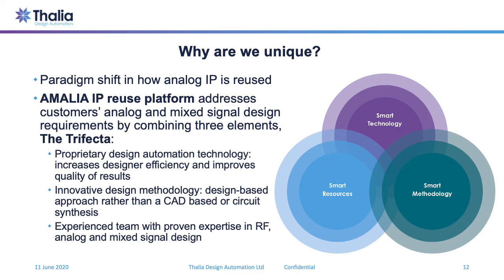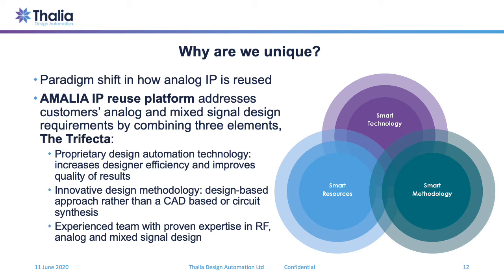Why are we unique? At Thalia, we are bringing about a paradigm shift in the way analog IPs are reused. We have rolled out a unique platform called the Amalia IP Reuse Platform. This is a combination of proprietary technology, methodology, and design capability. This combination is what we call the trifecta. The technology consists of automation capability, AI, and software engineering, and design expertise.